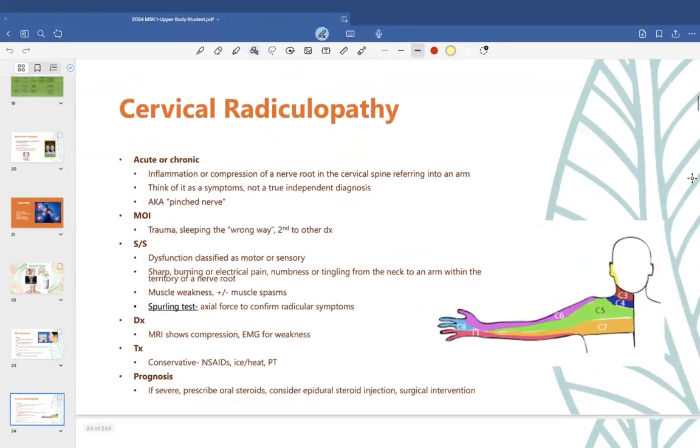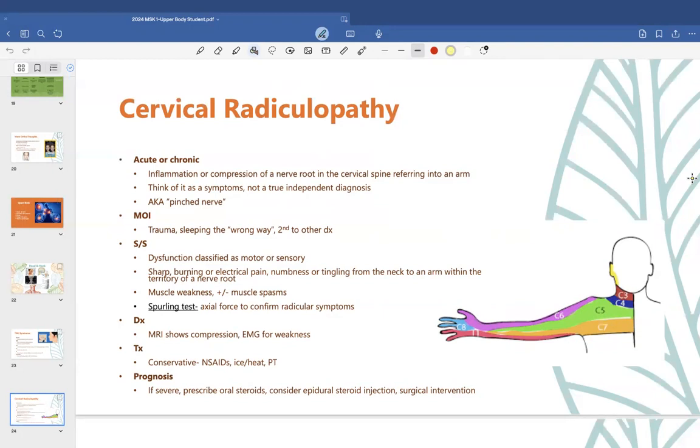Cervical radiculopathy. This can be acute or chronic. The problem is inflammation or compression of a nerve root in the cervical spine. When you press on the nerve root in the spine, we know that in the periphery, it radiates, it gives radiculopathy down the arm. Now, controversial.